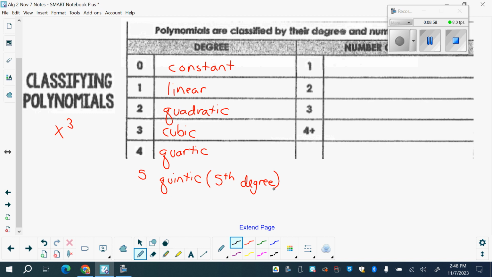So now, if there's one term, it's a something-omial. What's the word for 1? Monomial. Good. So monomial. Yep. So if there's 2 terms, it's a binomial. Good.